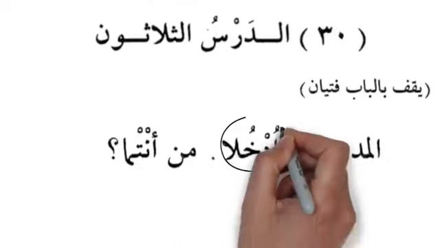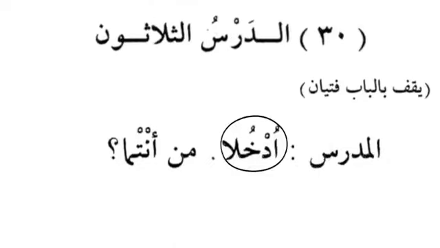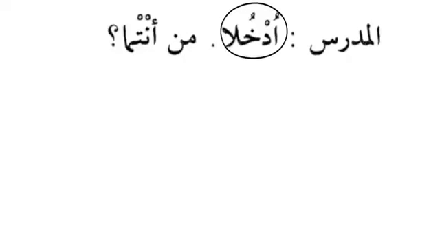The teacher says udkhula, man antuma. So udkhula, we know dakhala yadkhulu, udkhul is fa'il amr for anta, and for antuma it will be udkhula. This alif is muthanna, for both of you. You're telling in one word udkhula, both of you enter. So man antuma, so who are you both? Antuma is who are you both.